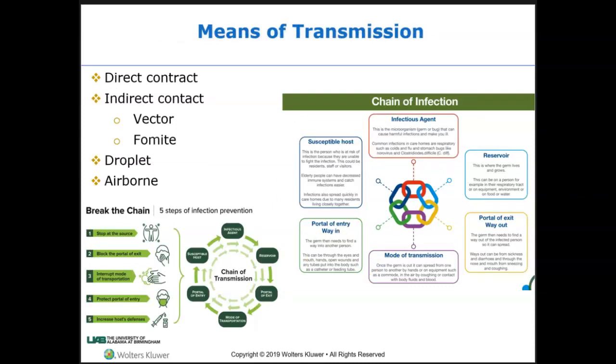Means of transmission. The term modes of transmission refers to how an infectious agent, also called a pathogen, can be transferred from one person, object, or animal to another. Direct mode of transmission involves direct body surface to body surface contact and physical transfer of microorganisms between an infected person, or even a colonized person, to another person by touch.